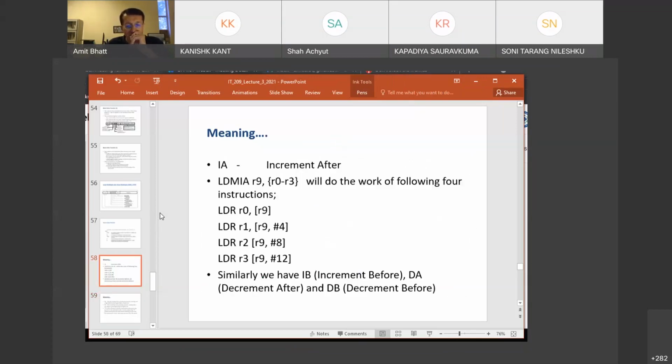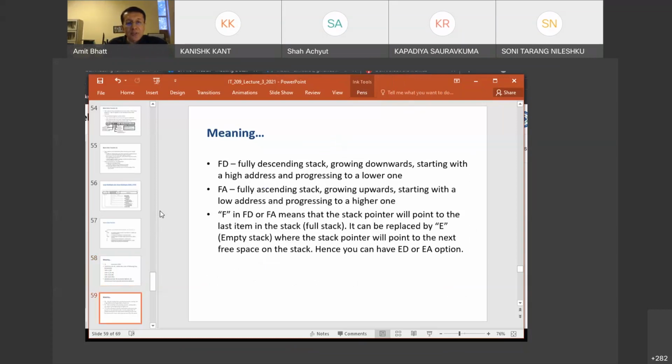Similarly, if you are storing into a stack, you have a fully descending stack and a fully ascending stack. So while you are storing in memory, you use a word like FD or FA after it. So you can design your stack to be descending or ascending. Or you can have E, which means empty stack. That means the stack pointer will point to the next free space in the stack. Hence you can have ED or EA.